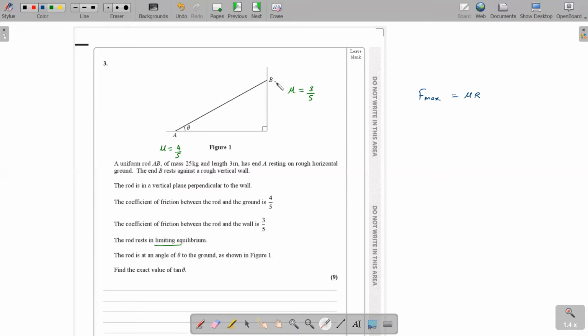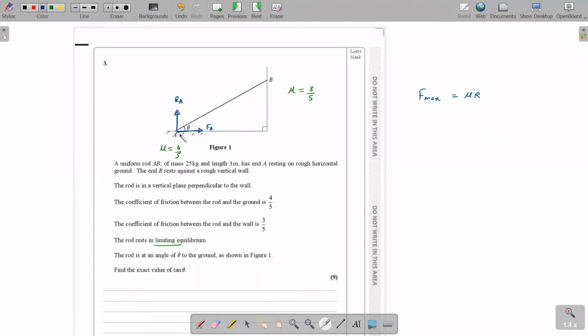They said the rod is at an angle theta to the ground as shown in figure 1. Find the exact value of tan theta. Shall we mark all the forces here? First of all, what's the first force we have? The first one is at the ground. We have the normal reaction A. And since it's a rough ground, we also have friction at the ground because the rod is about to slip down.